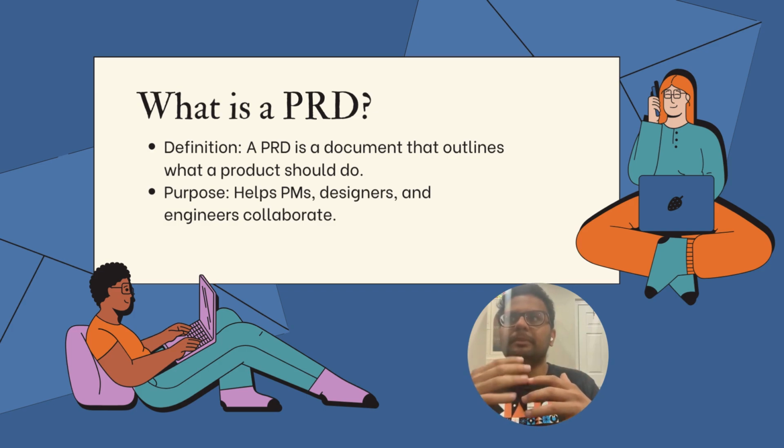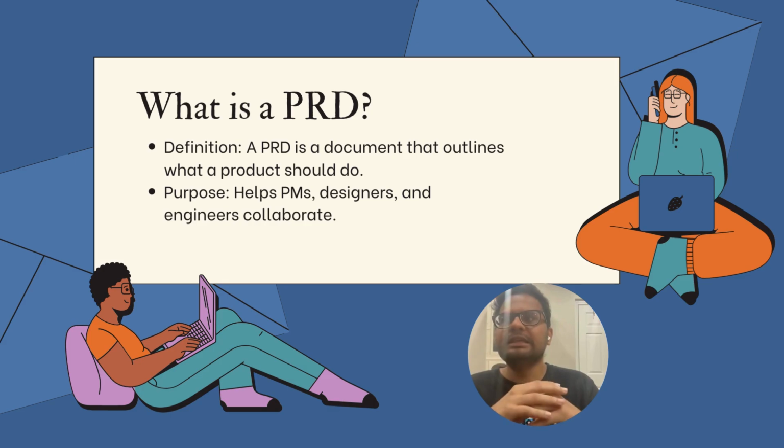Simply put, a PRD is a place for you as a product manager to document everything about what your product should do. It's also a place where other people like designers and engineers can collaborate with you and finalize all the requirements around what this product will do before you actually start building the product itself. There are hundreds of templates on the internet for PRDs, so definitely check those out.